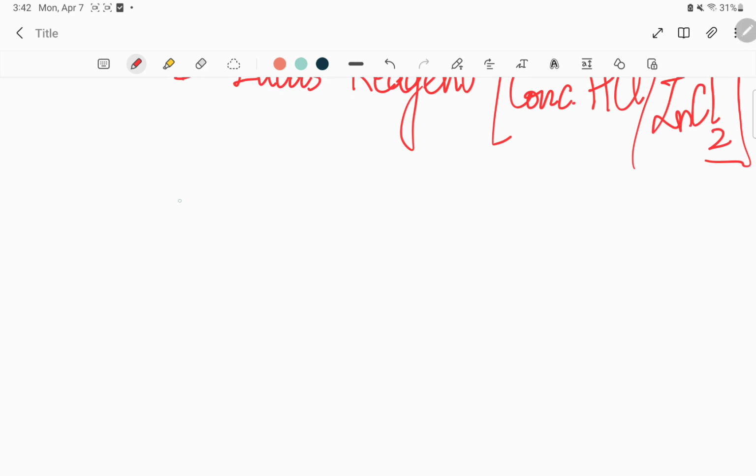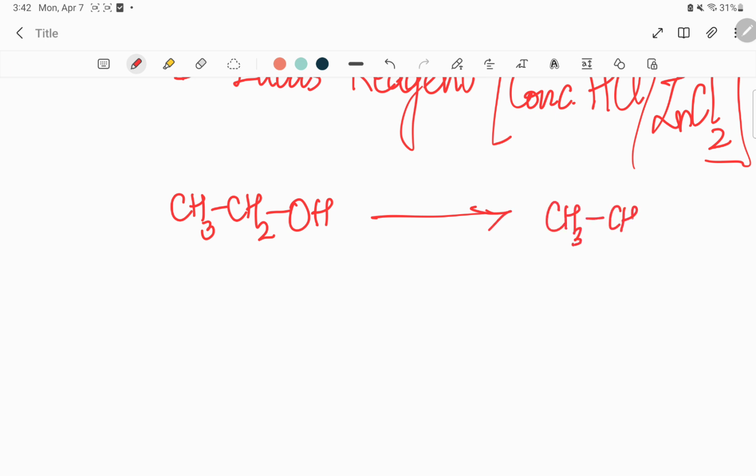So, if I want to convert an alcohol, let's say I am taking ethanol, for example, and I want to convert it to chloroethane, then I can just add concentrated HCl in the presence of zinc chloride. This is known as Lucas reagent, and this will effectively convert an alcohol into a haloalkane.